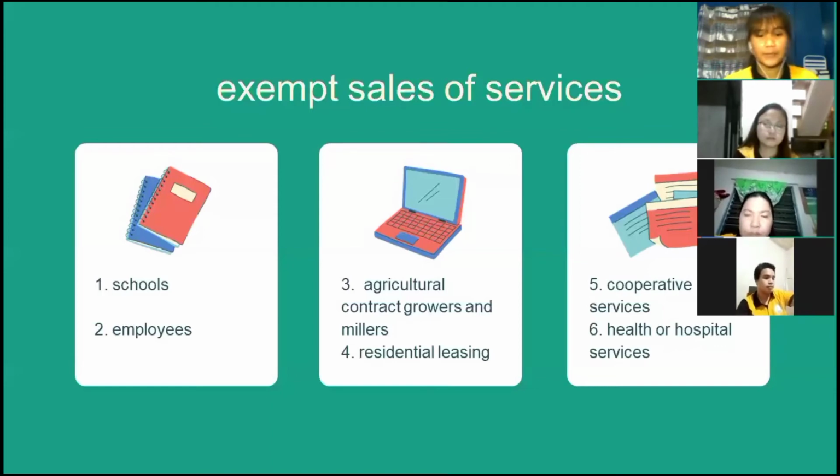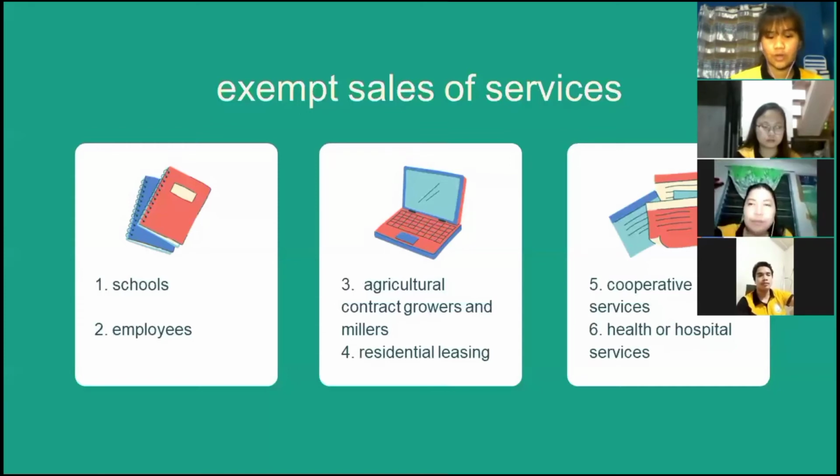So next is the residential leasing. Lease of residential units with a monthly rental per unit not exceeding 15,000 regardless of the amount of aggregate rentals received by the lessor during the year. The fifth one is the cooperative services. So the gross receipt from sale of services by cooperative such as lending, marketing, or multi-purpose cooperative is exempt, similar to the rules under the sales of goods by cooperative.